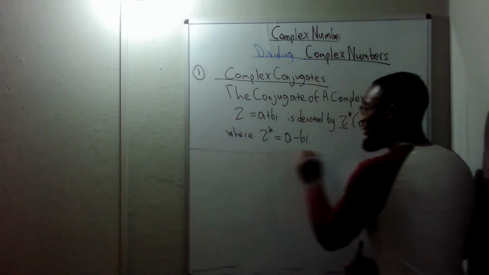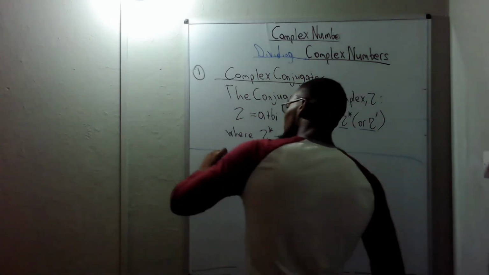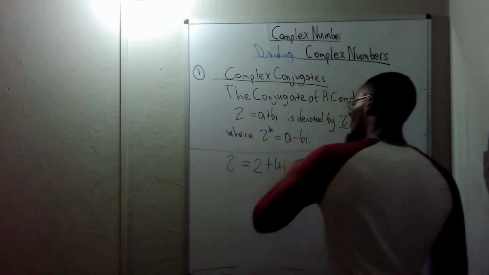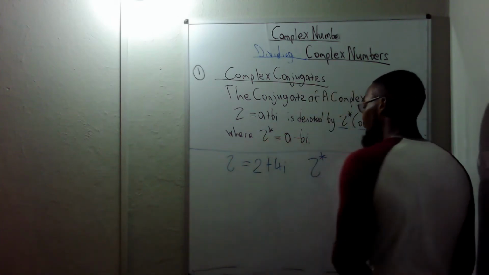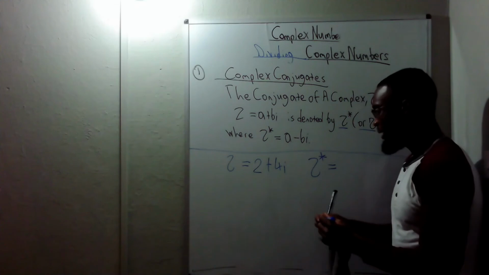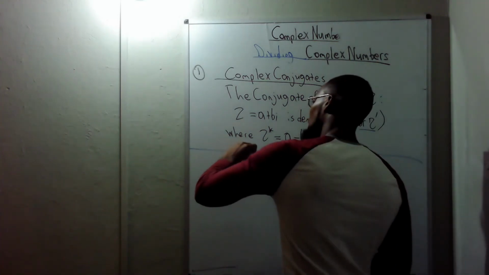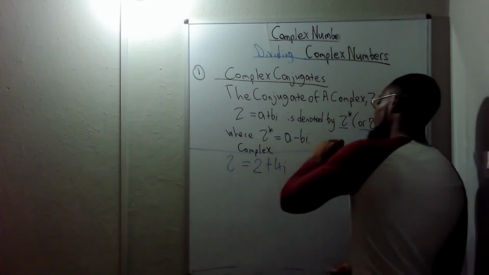If I give you a complex number z is equal to 2 plus 4i, then what's the conjugate z star? z star is going to be, so this is the complex number, and over here is the conjugate.